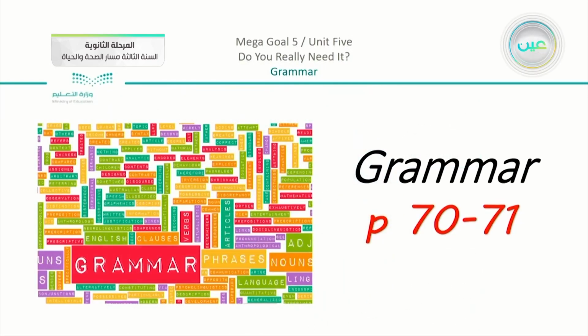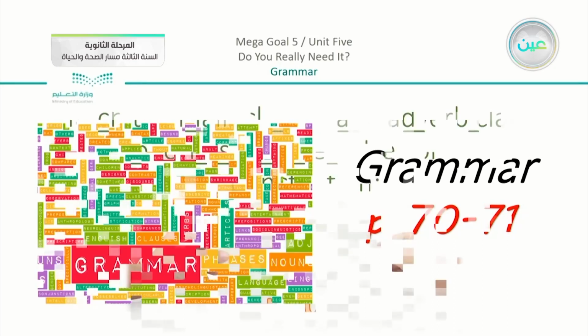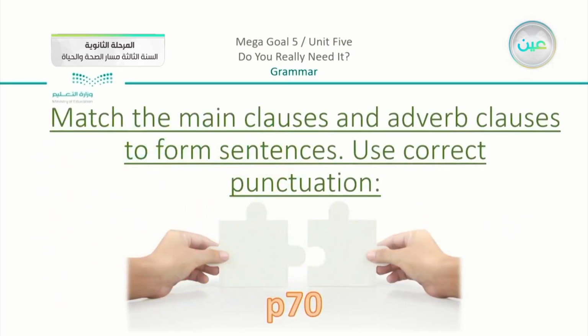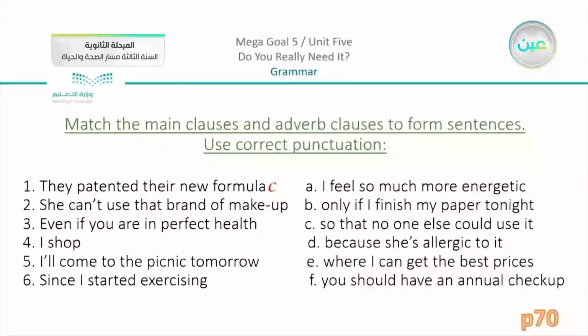We're going to start with the exercises that we have here on page number 70 and 71. So we have here, match the main clauses and adverb clauses to form sentences, use correct punctuation. So we're going to start on page number 70 here. We have the first exercise, which is the match. Now you can see in your book that the first exercise is done, which is C. So we're going to start with number 2.